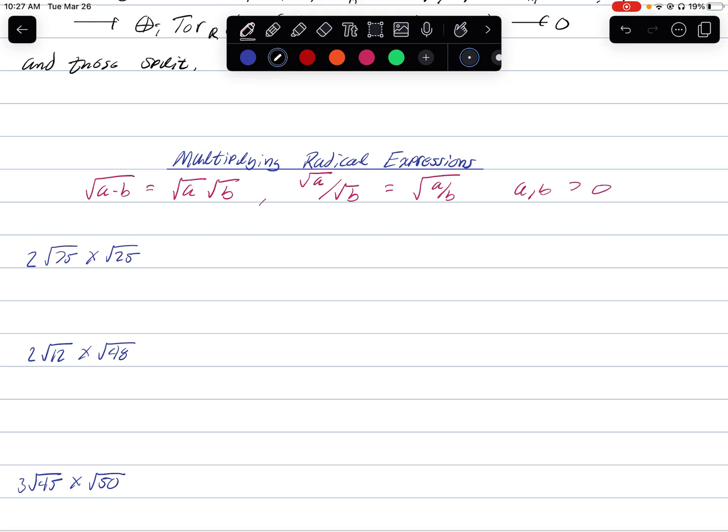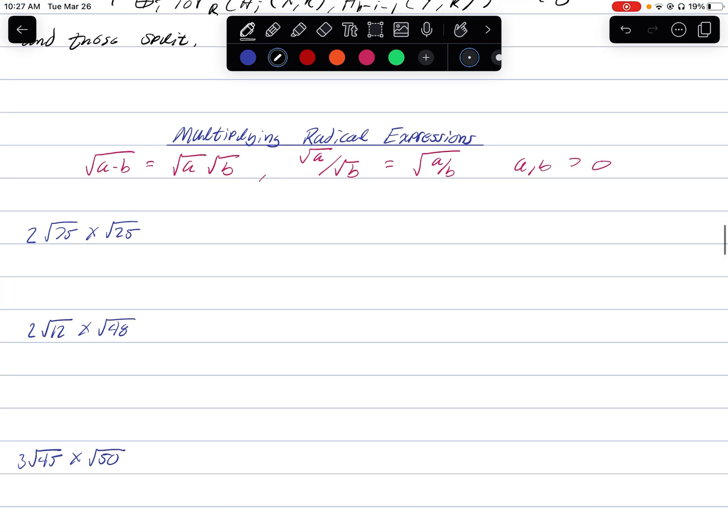Here we have 2 times the square root of 75 times the square root of 25. One of the things we notice right away is that the square root of 25 can be immediately reduced to 5. So we can rewrite this as 2 times the square root of 75 times 5. Then we can combine the whole numbers here. 2 times 5 is 10, so we have 10 times the square root of 75. But we can do a little better with the square root of 75.